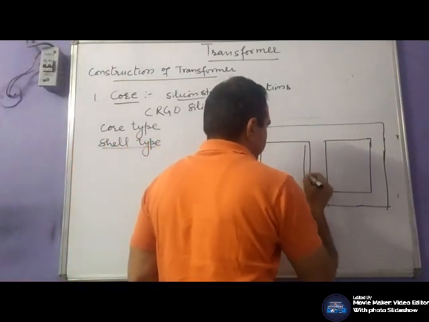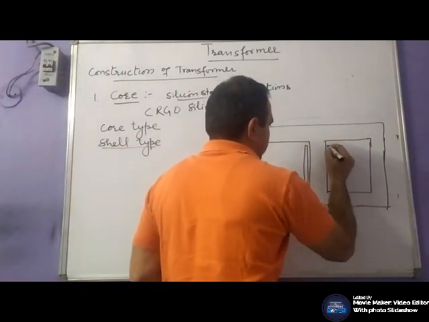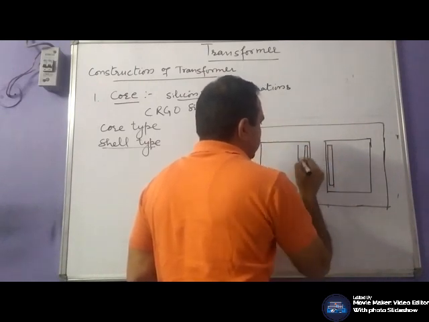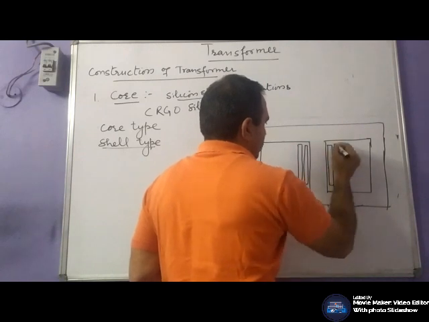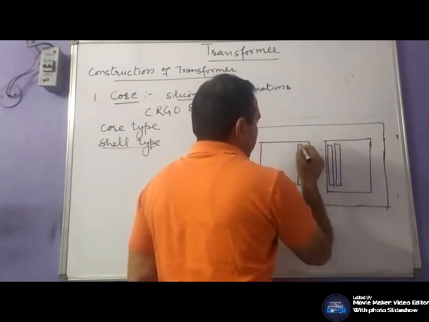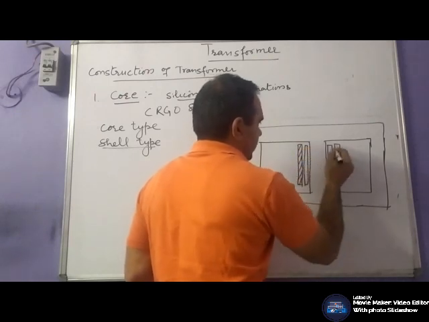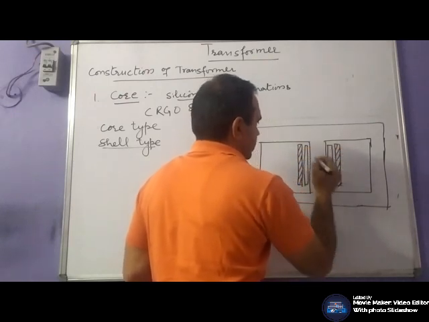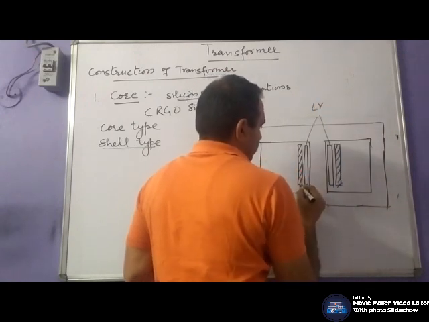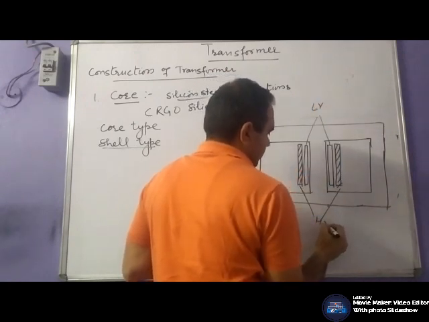Here, low voltage winding is placed nearer to the core and high voltage winding is placed away from the core. So this is your low voltage winding and this is high voltage.